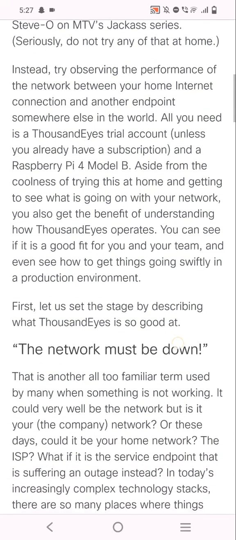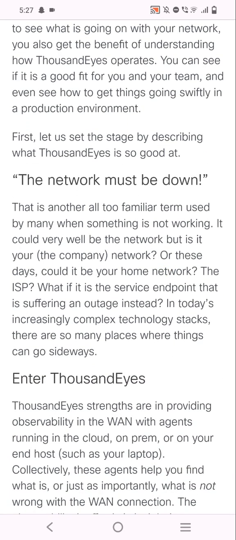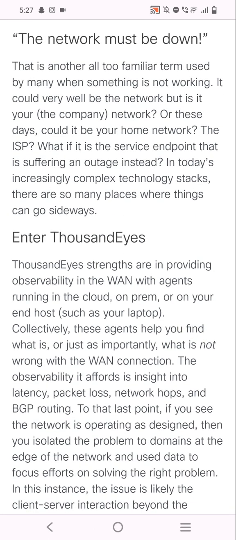First, let us set the stage by describing what ThousandEyes is so good at. The network must be down. This is another all too familiar term used by many when something is not working. It could very well be the network, but is it your network? These days, could it be your home network, the ISP? What if it is the service endpoint that is suffering an outage instead?